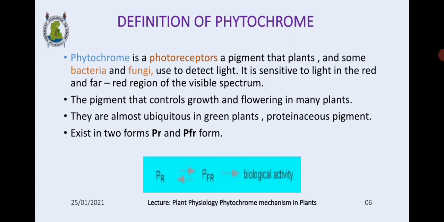So the definition of phytochrome: a photoreceptor, a pigment that plants and some bacteria and fungi use to detect light. It is sensitive to light in the red and far red region of the visible spectrum. The pigment controls growth and flowering in many plants. They are almost ubiquitous in green plants, and this proteinaceous pigment exists in two forms, Pr and Pfr form. This is known as interconvertible change, which is also known as biological activity.